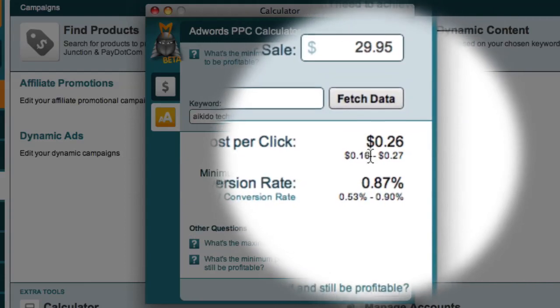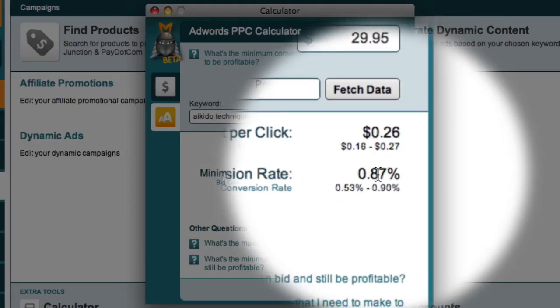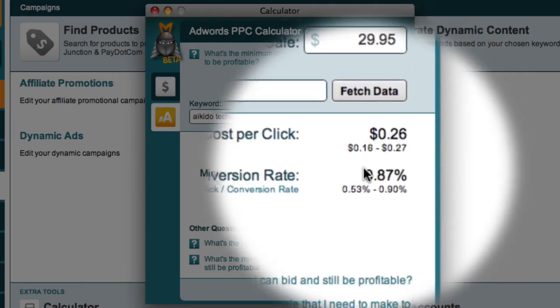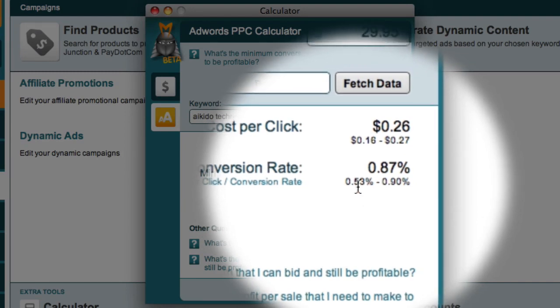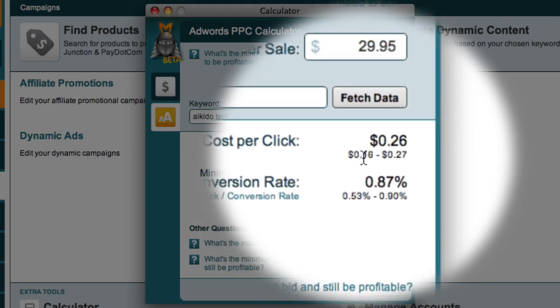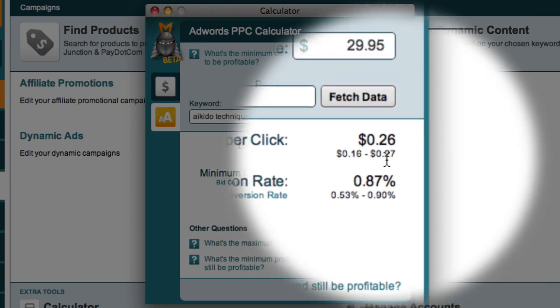Market Samurai now calculates the conversion rates that you'd need in order to break even. This conversion rate of 0.87% is the conversion rate I'd need if I was paying the average amount per click of 26 cents. This conversion rate down here of 0.53% is the conversion rate I would need if I was paying the minimum amount per click of 16 cents. And this conversion rate over here of 0.9% is the conversion rate I would need if I was paying the maximum amount of 27 cents per click.